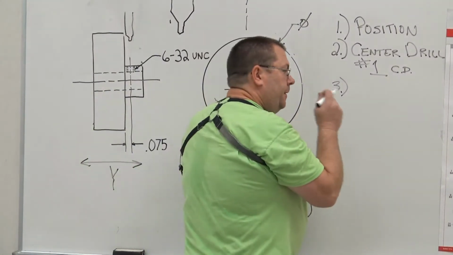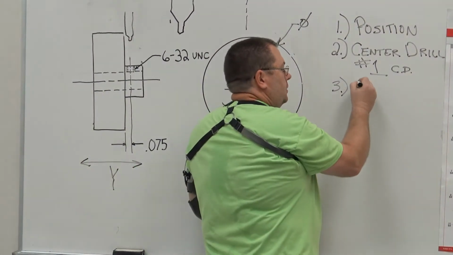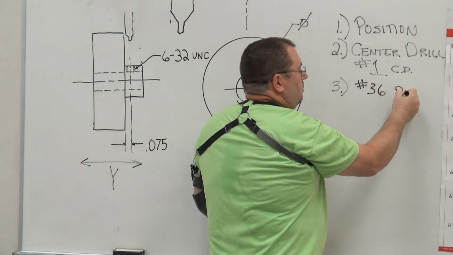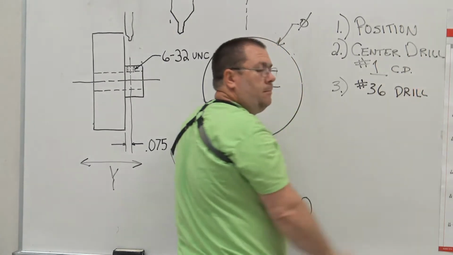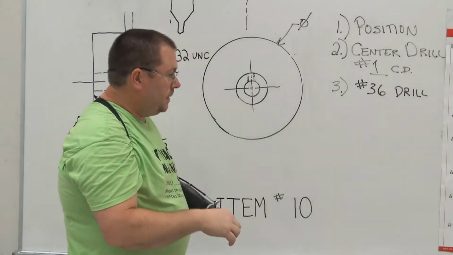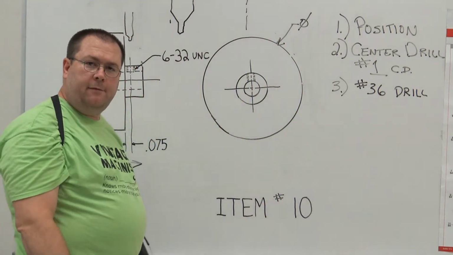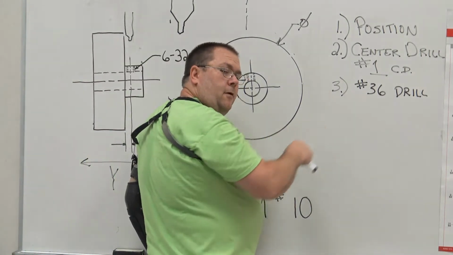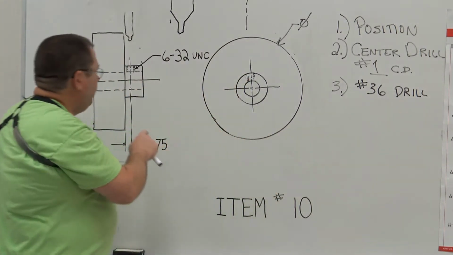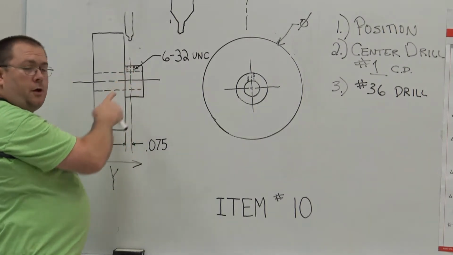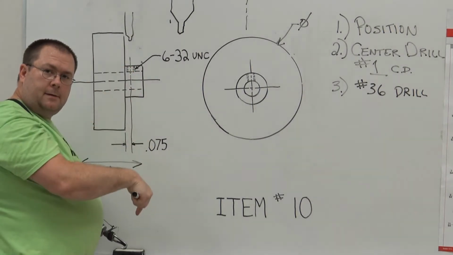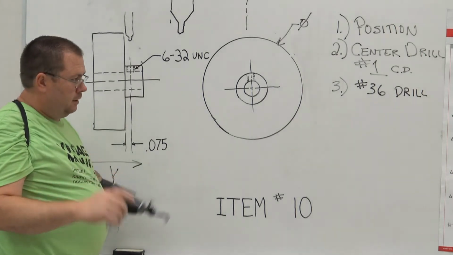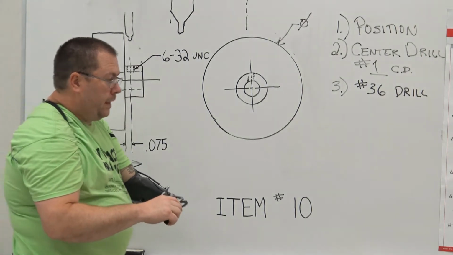So we've figured out that we need to use a number 36 drill, okay? That number 36 again is 106.5 if you're measuring with your calipers. How far do we want to drill? If I look on my drawing, it shows that I drill through one side, but not into or through the other side. No sweat, we can do that.